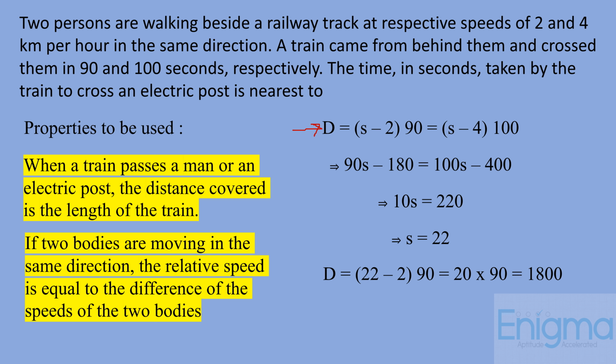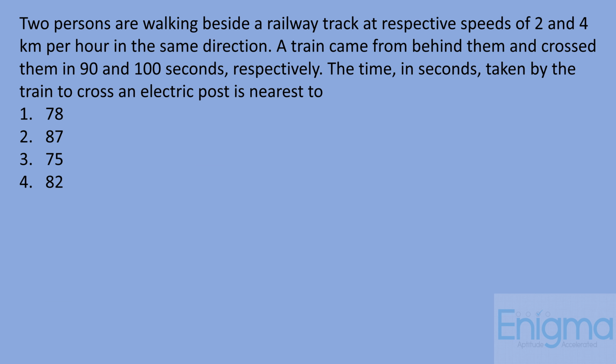Now, finally, we have been asked the time required for the train to cross an electric post. Now, whenever the train is crossing the electric post, at that time also, the distance remains the length of the train itself. Hence, now our required time will be 1800 upon 22, which comes up to be 81.81. So now we got the time as 81.81 seconds.